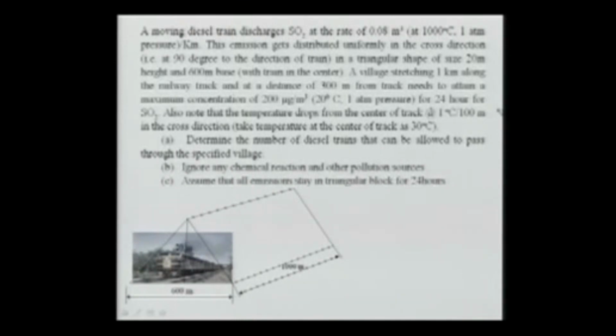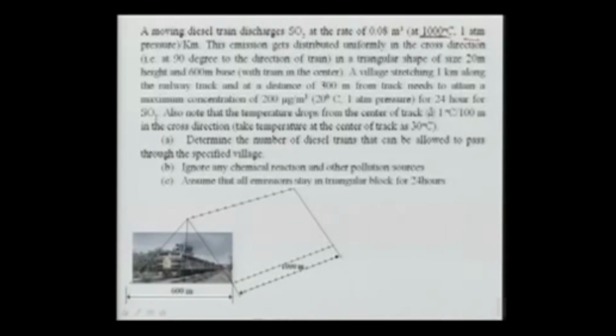A moving diesel train discharges SO2 at the rate of 0.08 meter cube per kilometer. The temperature of discharge is 1000 degrees Celsius and at 1 atmosphere. The emission gets distributed uniformly in the cross direction, that is 90 degrees to the direction of the train, in a triangular shape of size 20 meter height and 600 meter base, with the train in the center.